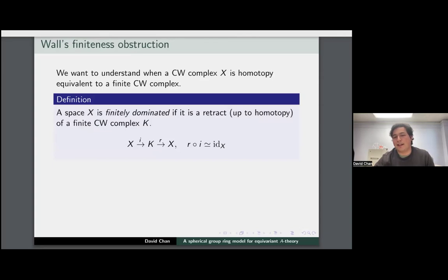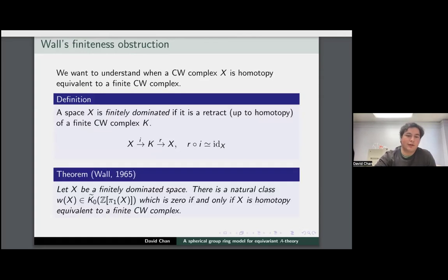Well, it's definitely necessary, right? If X is a finite CW complex, then certainly it's finitely dominated. You could take i and r to be the identity. So certainly, if it is a finite CW complex, you have this, and you can ask, is this actually equivalent to being a finite CW complex?